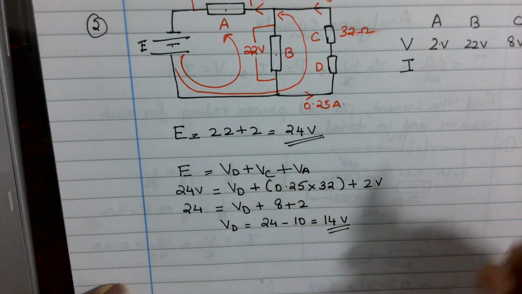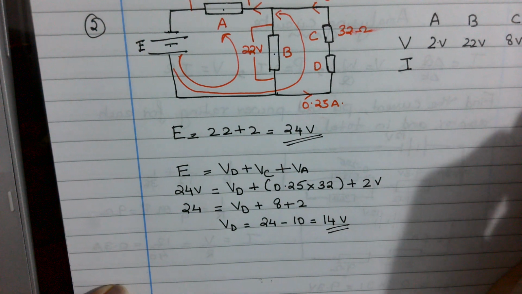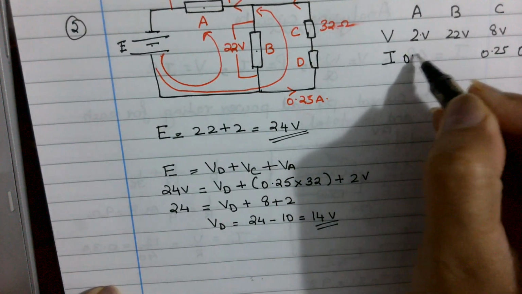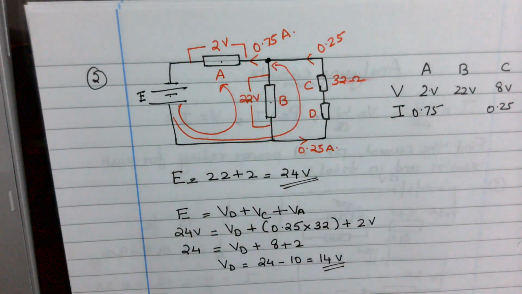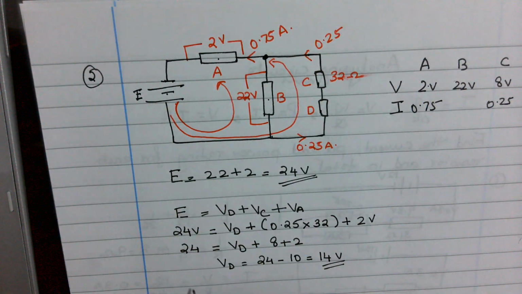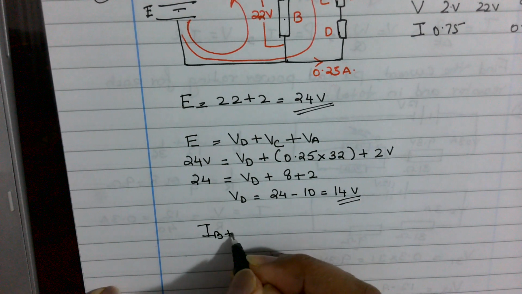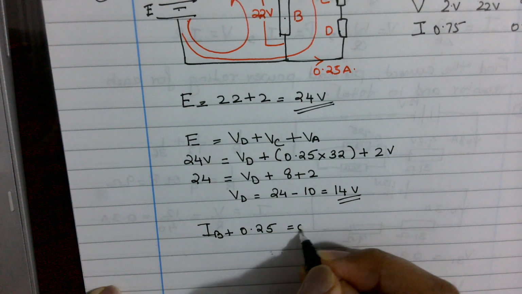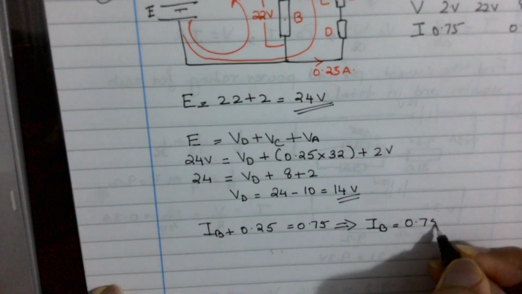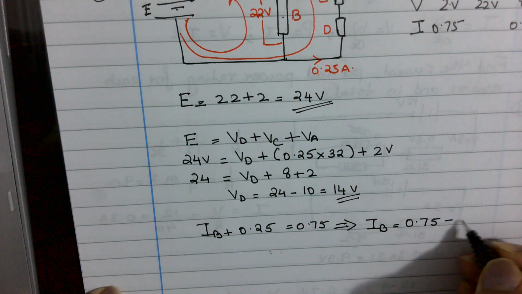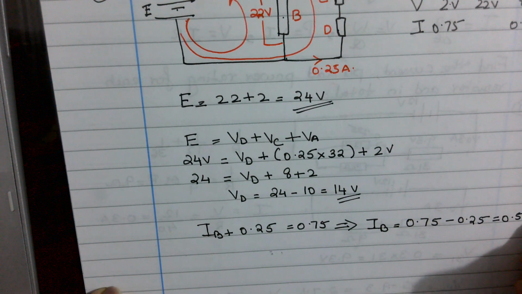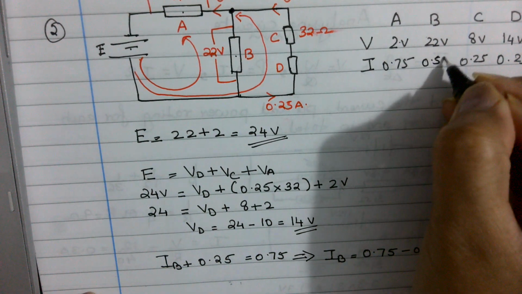So current through D is anyway 0.25. Current through C should also be the same thing, 0.25. Current through A is 0.75. Now look at this junction here. When you look at this junction, 0.25, and the current through B comes there, isn't it? So IB plus 0.25 should give you 0.75. So that means IB is equal to 0.75 minus 0.25, which then gives you 0.5 amps.